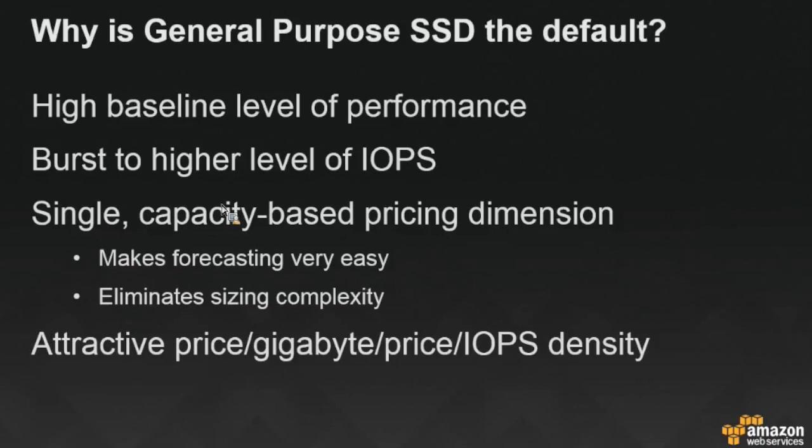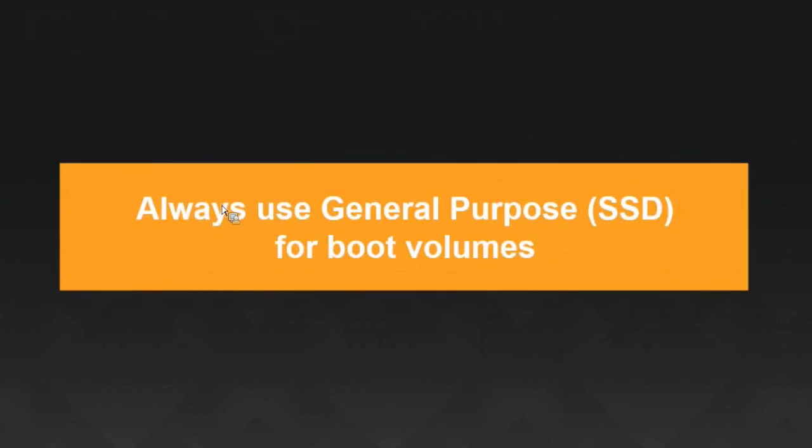We've also changed it to a single capacity-based pricing, so you only need to know how many gigabytes you're going to use in the volume to work out the price. There's no charge for IOPS or throughput. And it provides a really attractive gigabyte price and IOPS density. So we feel like it's the sweet spot for a large amount of workloads on top of EBS, and that's why we've made it the default.